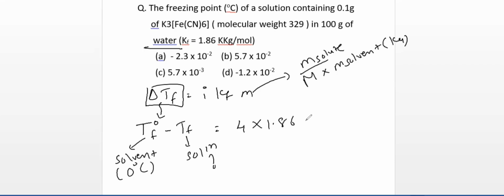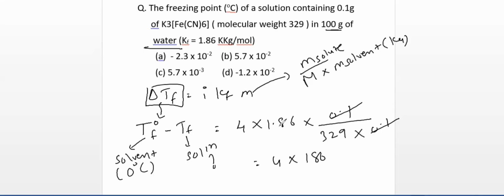When you use this formula, the mass of solute is 0.1, the molar mass of solute is 329, and the mass of solvent is 100 gram. If you convert it into kg, it becomes 0.1 only, so this gets cancelled out. Now for the calculation, 4 into 1.86. I'm taking the decimal out for 2 digits, so I'll write here 10 raised to minus 2 divided by 329.